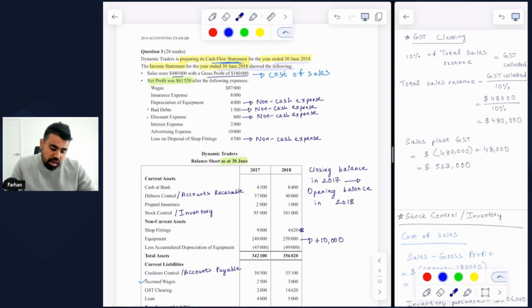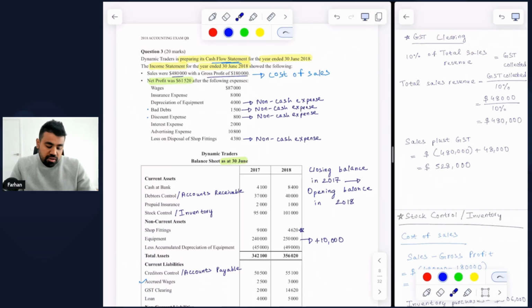So we are given the sales of $480,000 and the gross profit of $180,000. We know that we can calculate the cost of goods sold by simply subtracting the gross profit from sales. So if the sales is $480,000 and the gross profit is $180,000, then the cost of goods sold is $480,000 minus $180,000, which is equal to $300,000. So we're going to be using this number eventually.